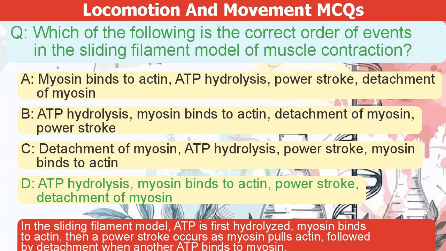The correct answer is D. In the sliding filament model, ATP is first hydrolyzed, myosin binds to actin, then a power stroke occurs as myosin pulls actin, followed by detachment when another ATP binds to myosin.